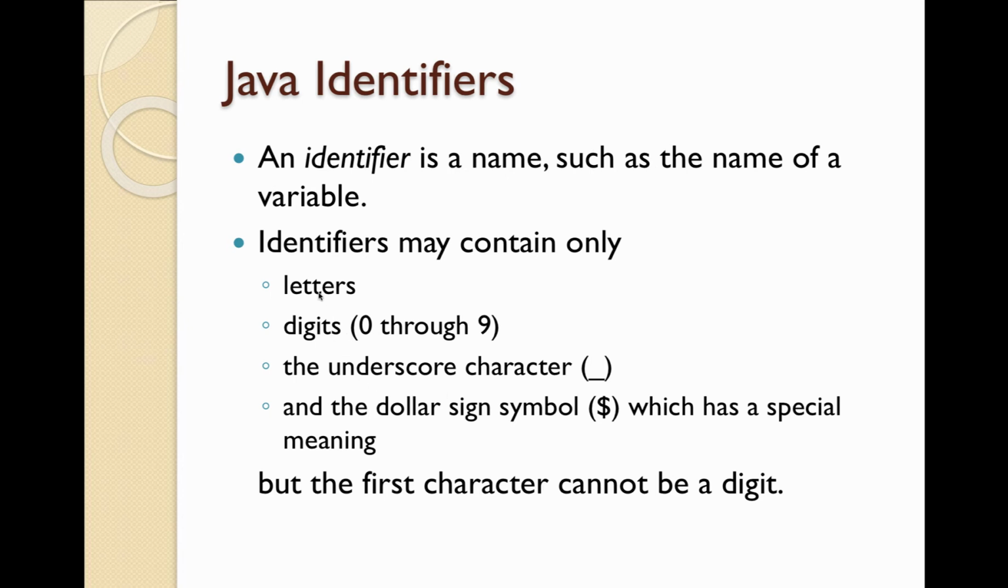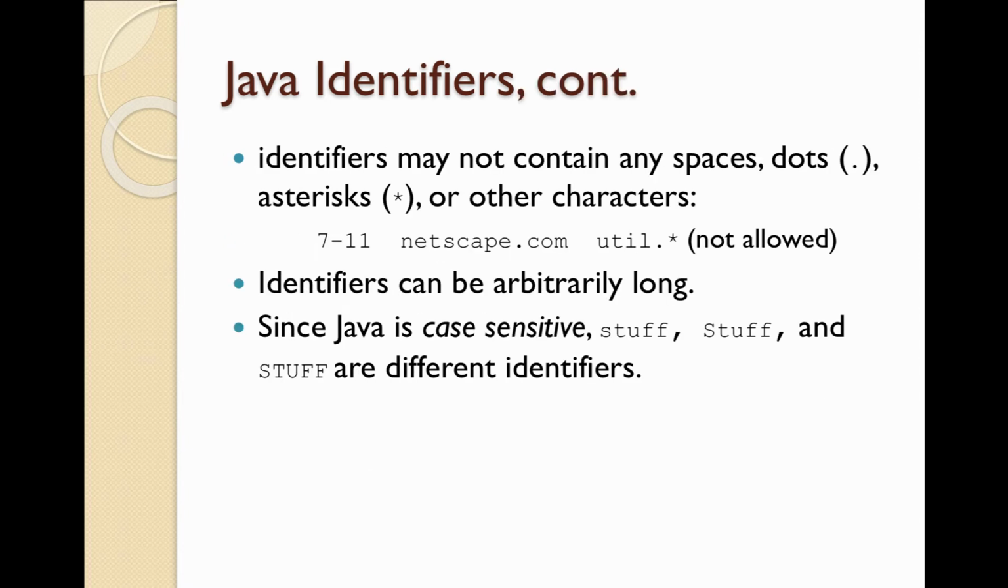Here's some more rules about naming your variables. You can use digits, but remember that you cannot start a variable with a number. You can use the underscore character, but don't start a variable name with the underscore character. And the $ symbol has a special meaning, so don't use any special symbols. Just use letters and digits. You can't use dots or stars.